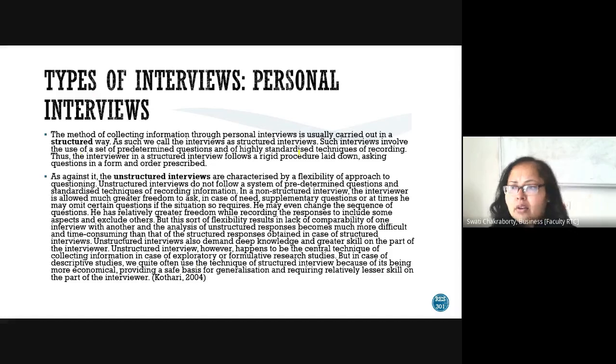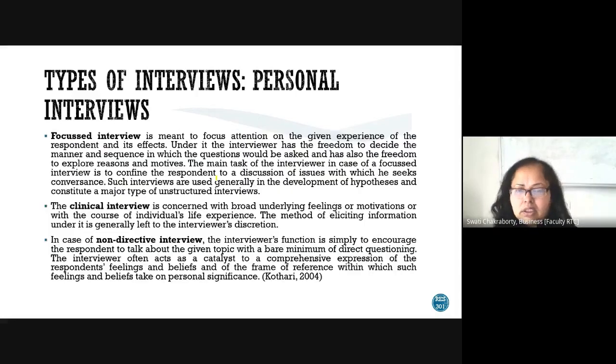Right. And whatever the way of doing personal interviews, it could be either structured, where we had a structured questionnaire, or it could be semi-structured, where you ask some questions on your own, or it could be unstructured, right? Where it's totally an informal discussion happening. Right. So an interview could also be a focused interview, which is basically meant to focus attention on the given experience of the respondents and its effects.